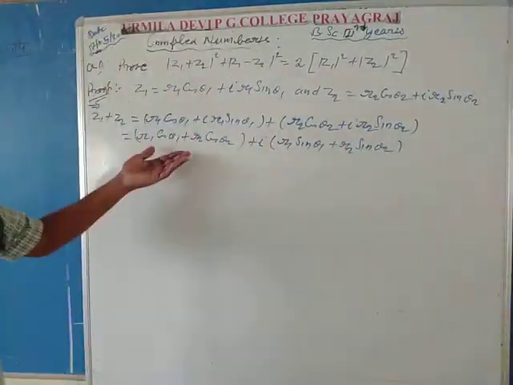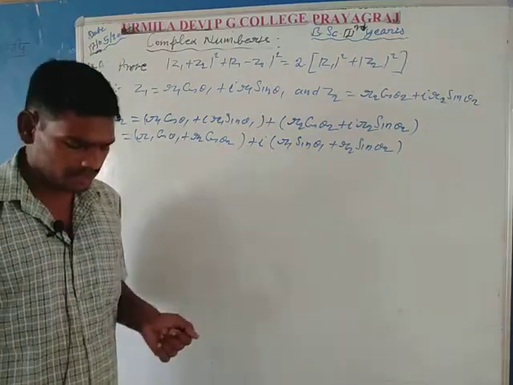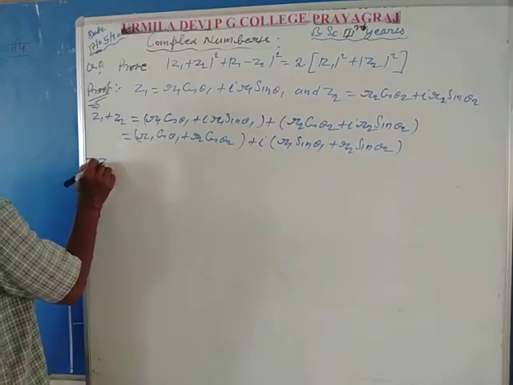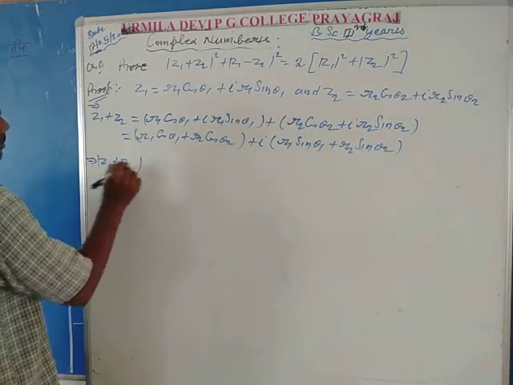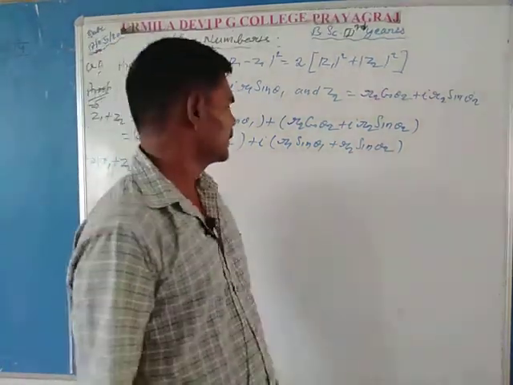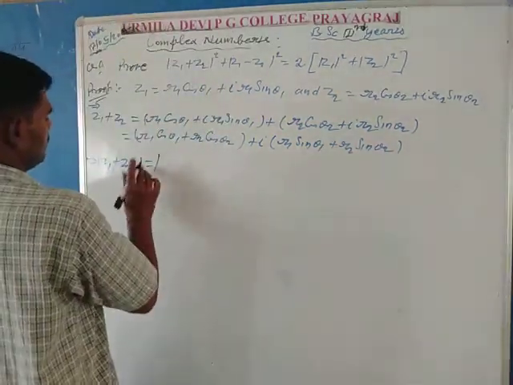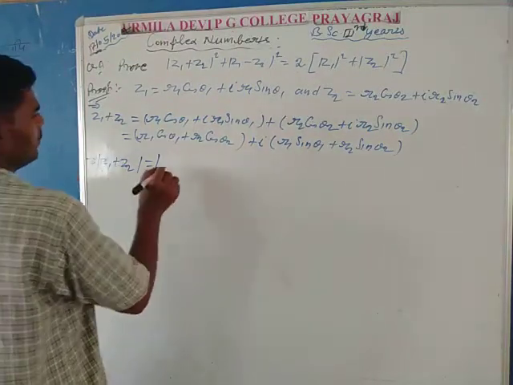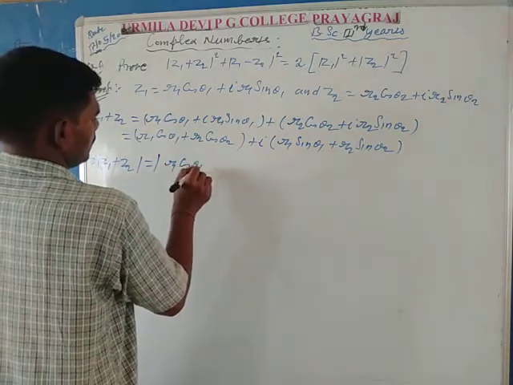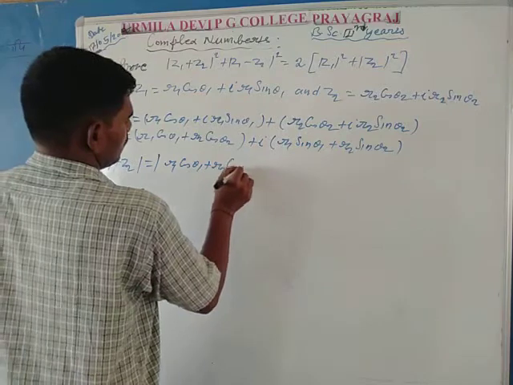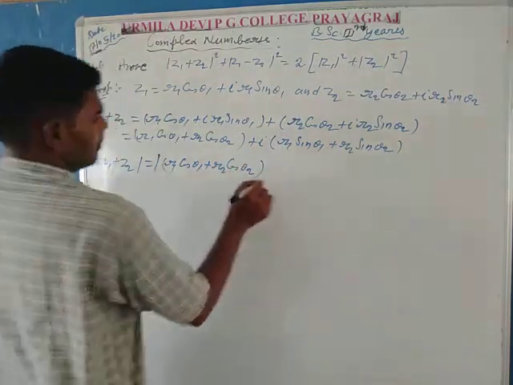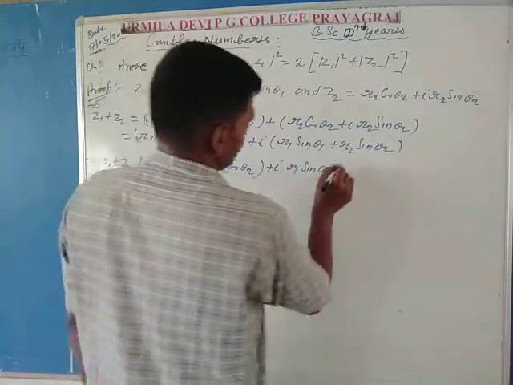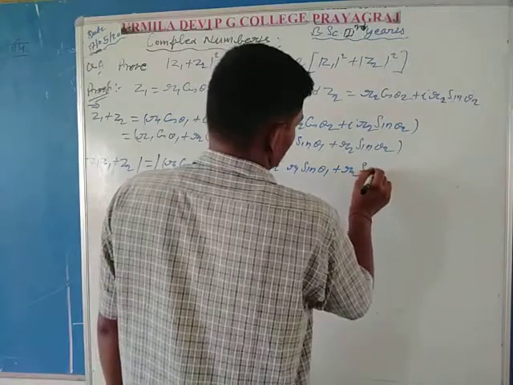This is the real part and this is the complex part. In the addition of two complex numbers Z1 and Z2, it implies that taking modulus on both sides, mod of Z1 plus Z2 is equal to mod of R1 cos theta 1 plus R2 cos theta 2, plus I times R1 sin theta 1 plus R2 sin theta 2.